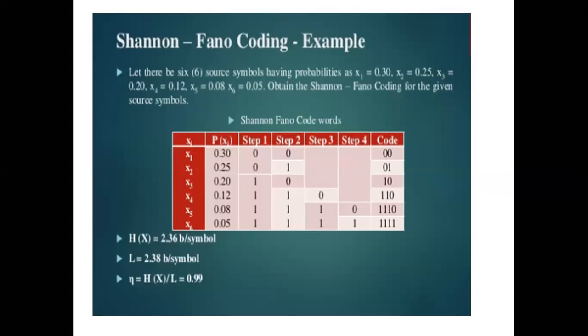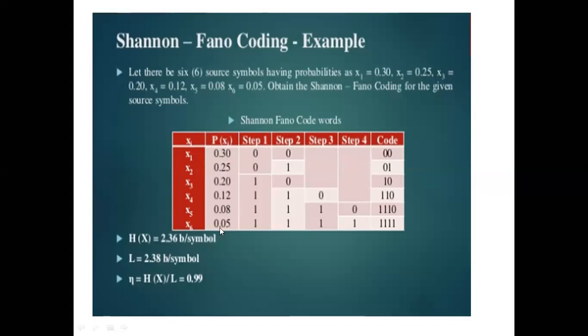Clear? How many symbols are there? 6 symbols. And how many probabilities are there? 6 probabilities. So in any of the coding, the first step is to list the probabilities from higher number to lower number.